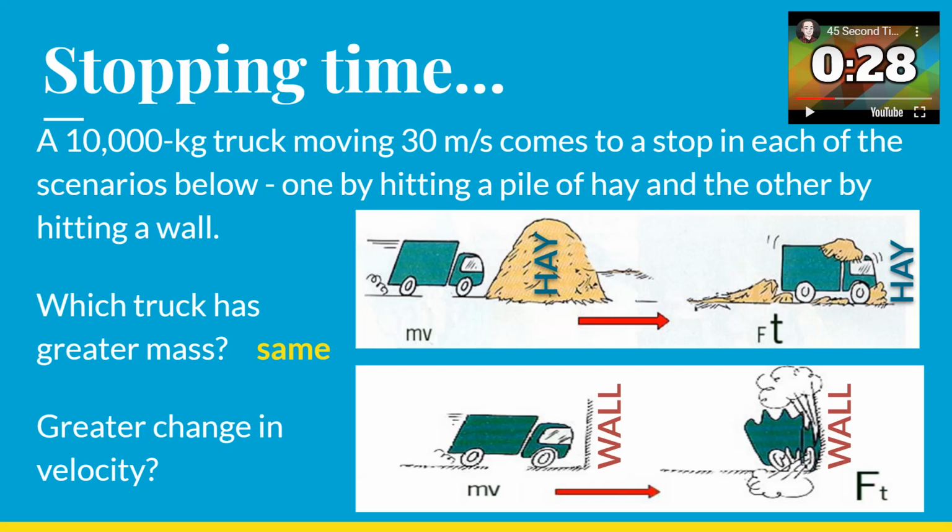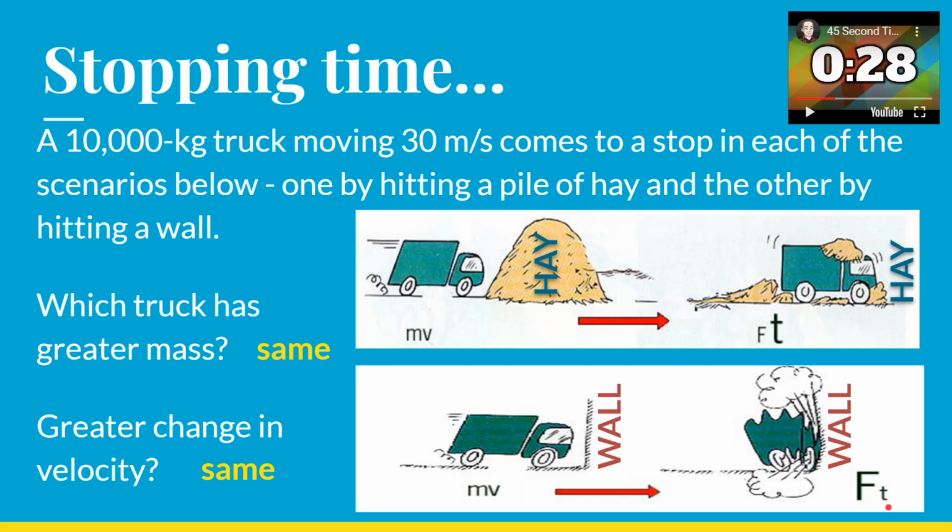They have the same mass. They have the same change in velocity. They have very different results. And again, that has to do with the fact that you have more time to come to a stop if you hit a pile of hay than you do if you hit a wall. But let's get to the other part of this discussion first.